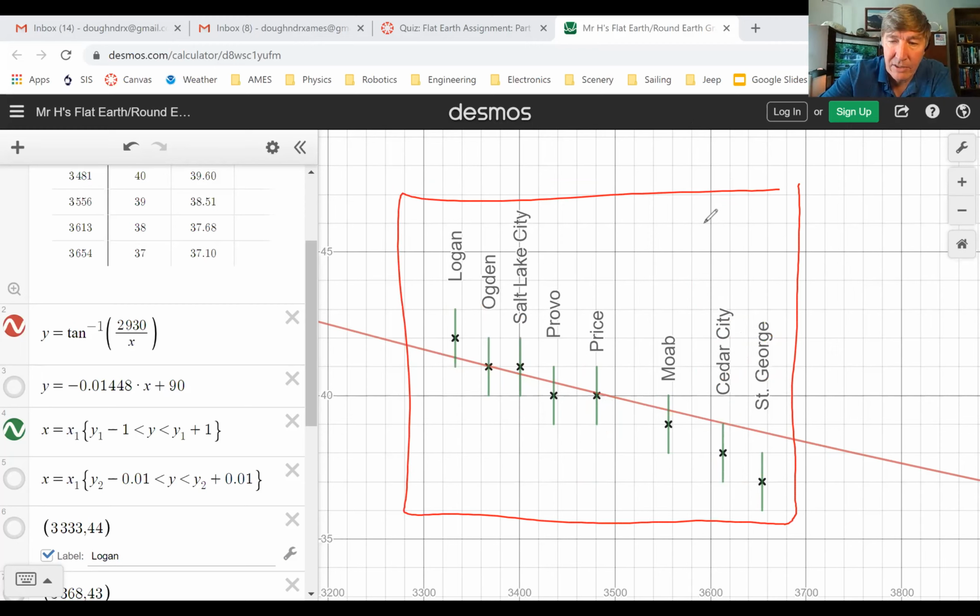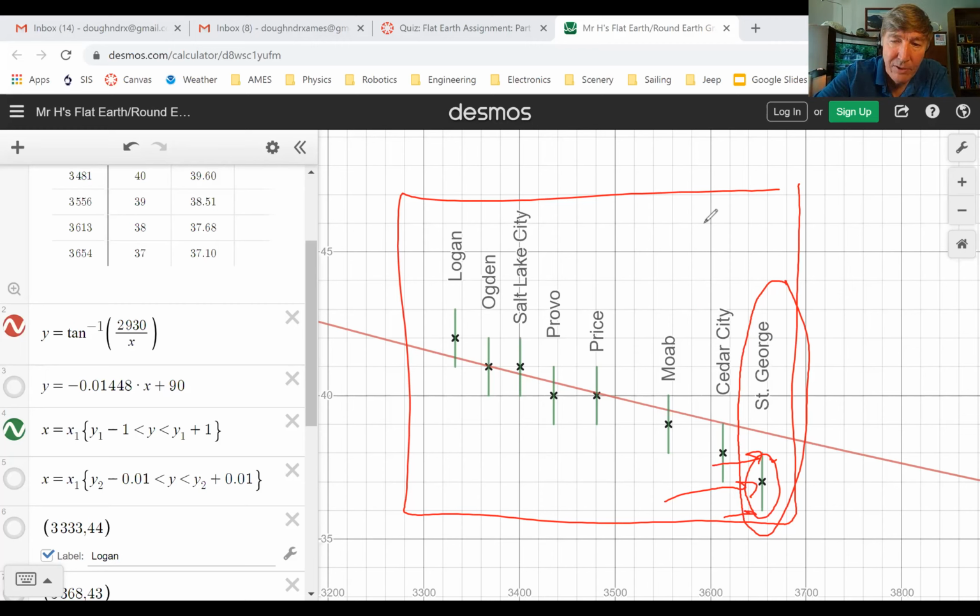But if we include all of the data, so now let's say we go down to St. George. Take a look at St. George. You see, this is the number that we measured, and we are certain that the real answer is somewhere in this range here. Now, it might be clear up here, it might be clear down here, but we are certain it's somewhere in that range.